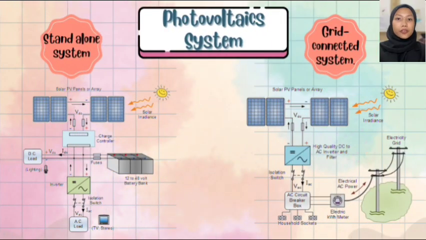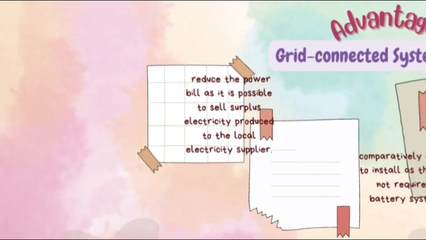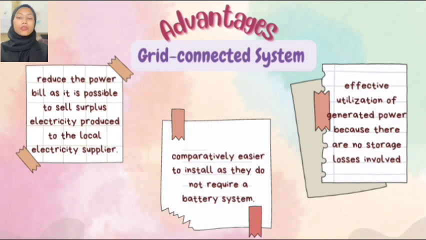The next slide is the figure on how the process of the standalone system and grid-connected system works. As we can see, the grid-connected system is more compatible. There are a few advantages of the grid-connected system. Firstly, it reduces the power bill, as it is possible to sell surplus electricity produced to the local electricity supplier. Secondly, it is comparatively easier to install, as it does not require a battery system. Thirdly, the grid-connected system allows effective utilization of generated power because there are no storage losses involved.